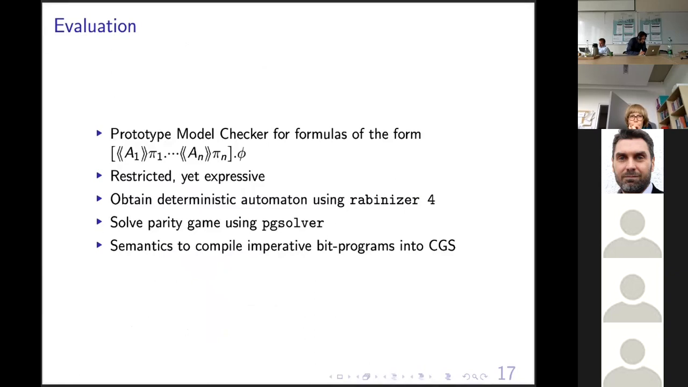In particular, it subsumes all alternation-free hyper LTL formulas. All of these asynchronous formulas expressible in our system fall within this fragment, and we can even express existing approaches to hyper LTL model checking. And what we show is that hyper ATL star model checking of such restricted formulas can be reduced to the solving of a parity game. We've implemented our tool using Spot's Webanizer 4 to obtain a deterministic automaton, reduced this to a parity game that we then solve using PG solver.